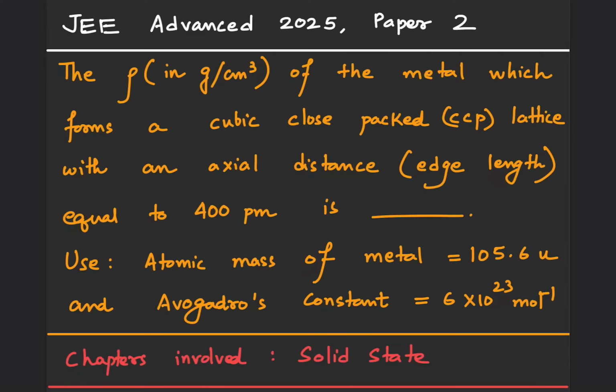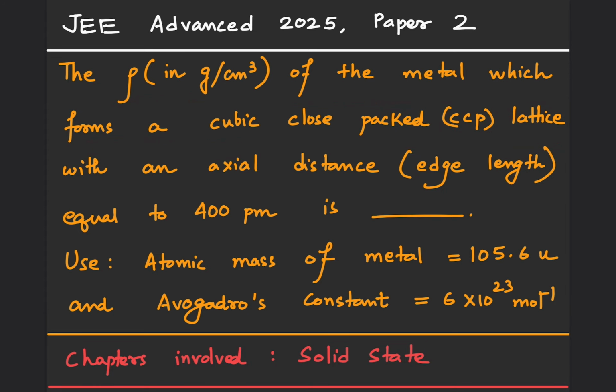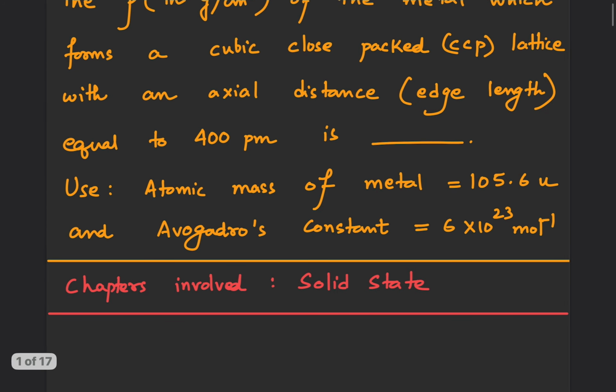Hello everyone. So this is a question from JEE Advanced 2025 paper 2. The density in gram per centimeter cube of the metal which forms a cubic close packed lattice, CCP lattice, important, with an axial distance or edge length of 400 picometer. Okay. And they have given us the atomic mass of the metal is 105.6 U and Avogadro's constant as 6 into 10 to the power 23 mole inverse.